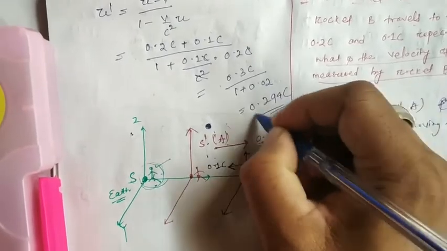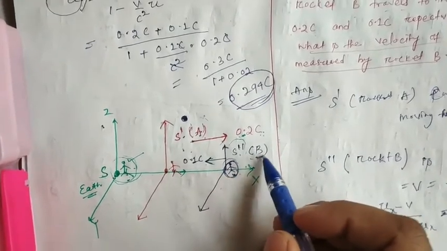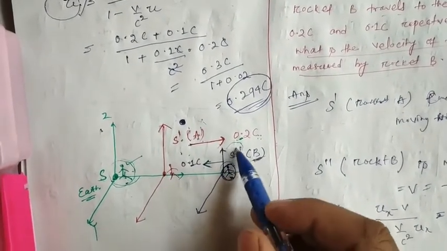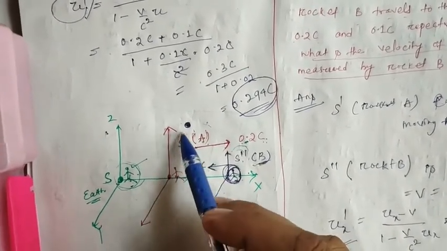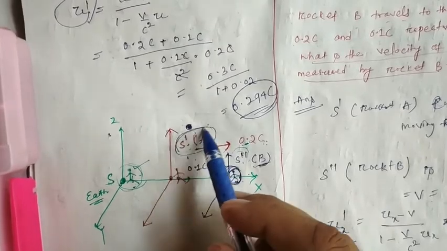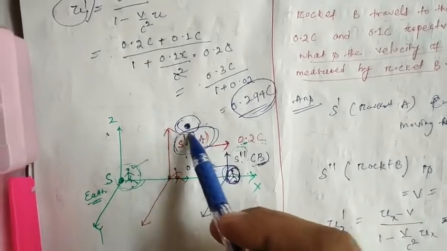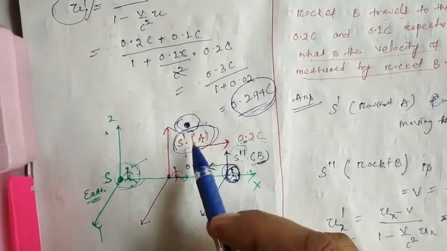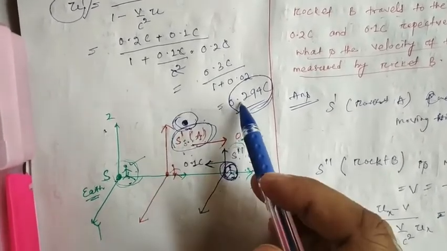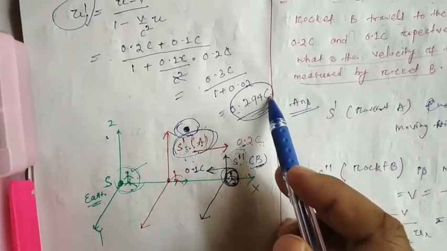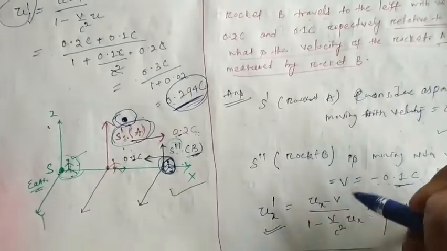0.294 c. That means the person who is sitting in rocket B, or in the S double dash frame, is going to observe the velocity of this frame of reference, or rocket A, or whatever we consider as the particle. The velocity measured by this observer of this frame of reference or this rocket will be 0.294 c. Okay, write down this question perfectly in your notes.